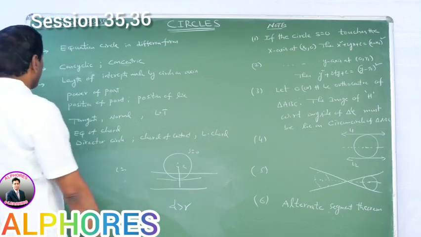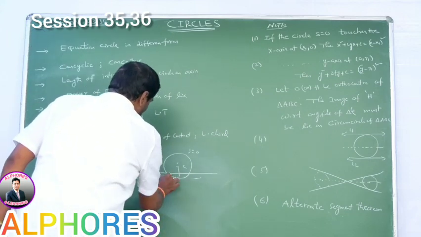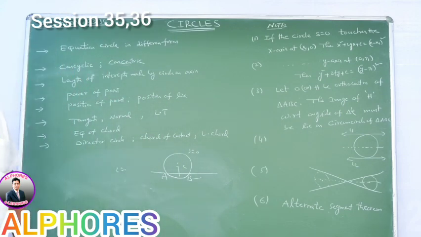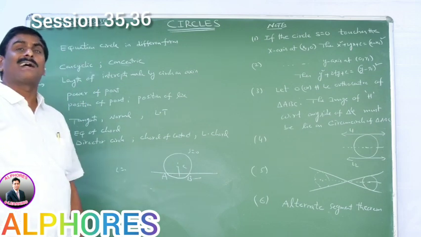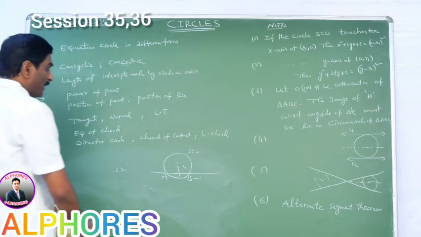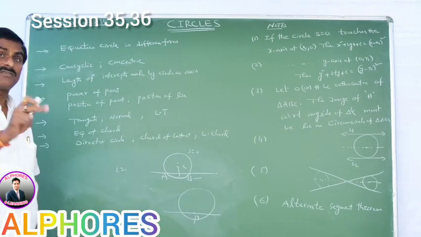Next, in this case, if the line cuts the circle at two different points, the length of the chord is equal to 2 root r square minus d square. If the midpoint of the chord is given, what is the length of the chord? 2 root mod S11. If the midpoint of the chord is given, what is the equation of the chord? S1 is equal to S11.